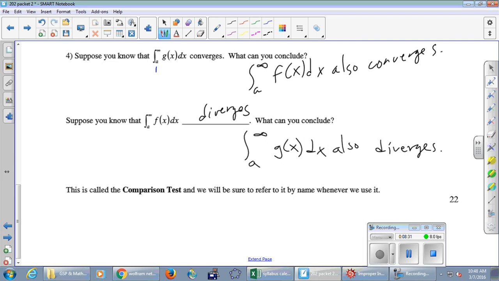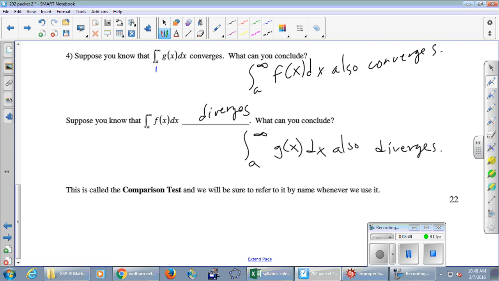And so those two statements together in number 4 are what we call the comparison test. And we're going to use it all day today and in the homework. And we're going to make sure we reference it by its name. It is called the comparison test. You are comparing two functions, f and g, right? Two integrals, really.